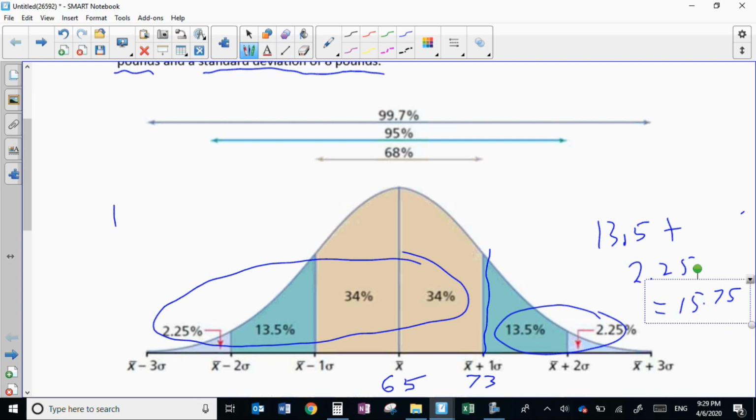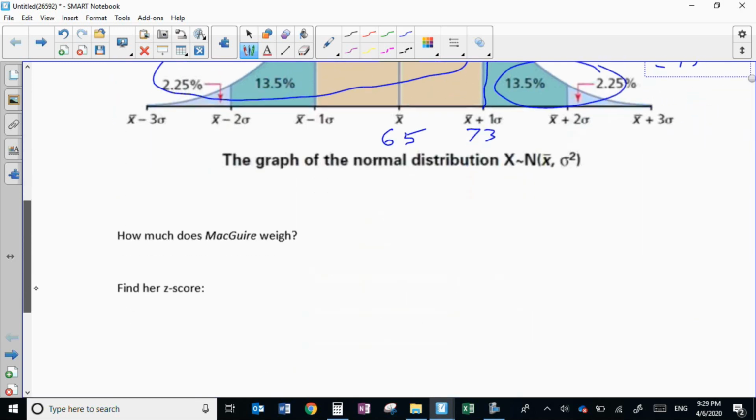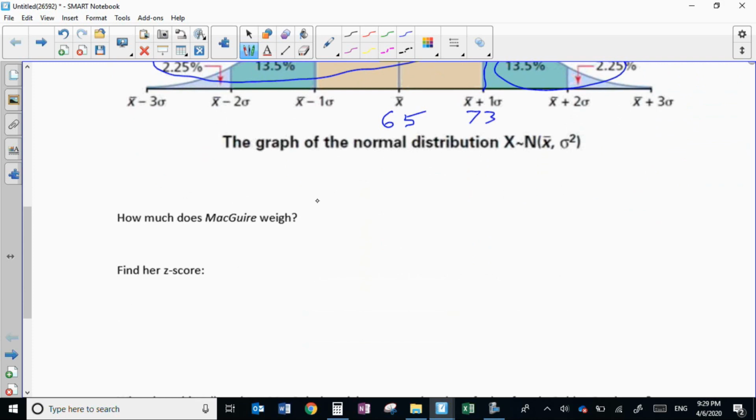Okay, how much did McGuire weigh? She was 74.5 pounds. Now we can calculate what's called a Z-score. Now don't let a Z-score be too complicated. It's basically the number of standard deviations that you are above or below the mean.